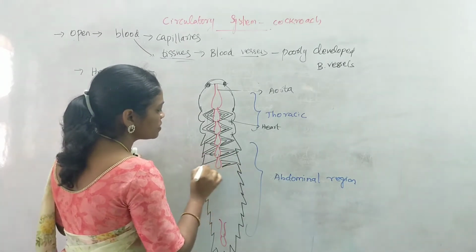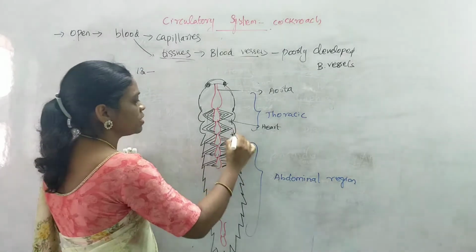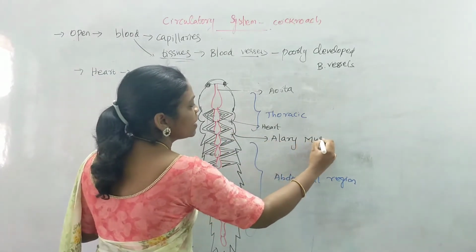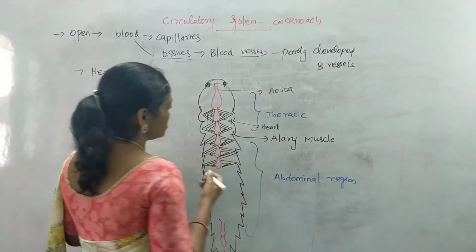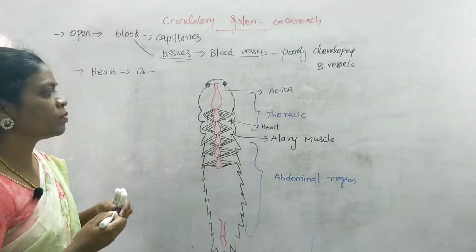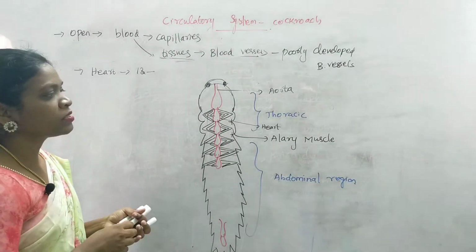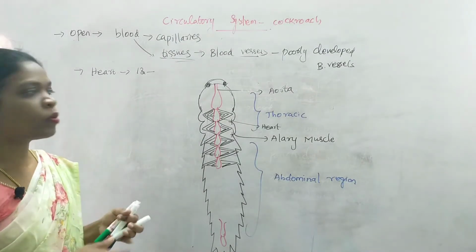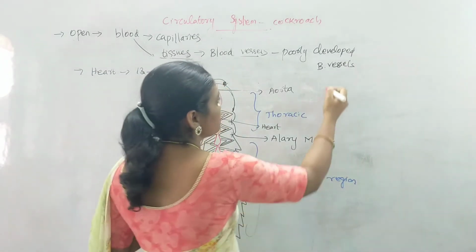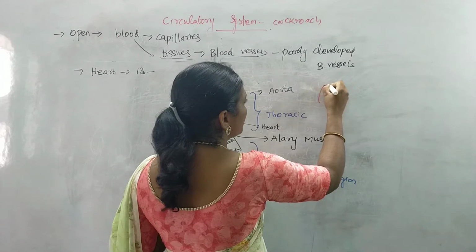So each segment has this structure known as alary muscles. These alary muscles contract and relax, and they also help in blood flow inside this organism. When they relax and contract, what will happen? We'll draw one more diagram to explain how the blood circulation happens.